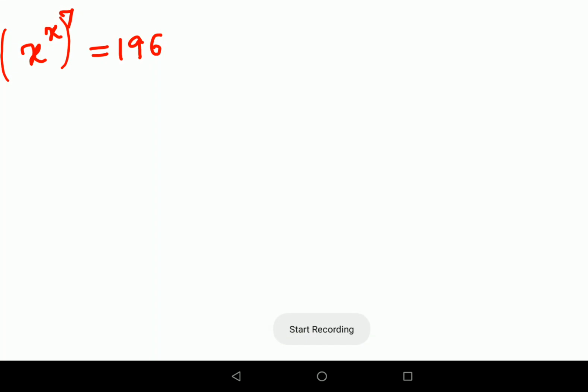Welcome everyone. So today we're going to solve a very nice indices problem. The question is (x^x)^7 = 196.